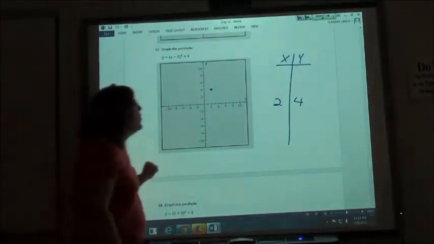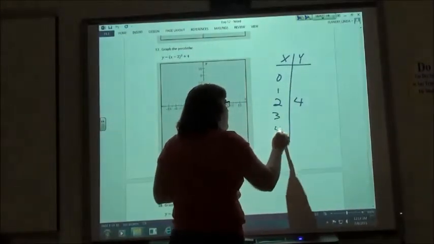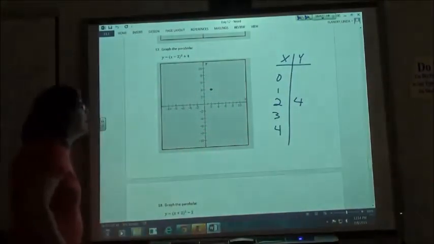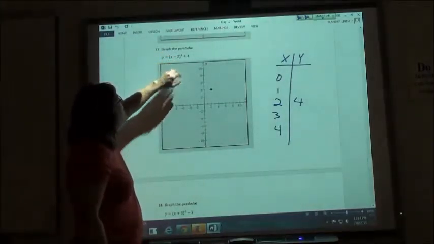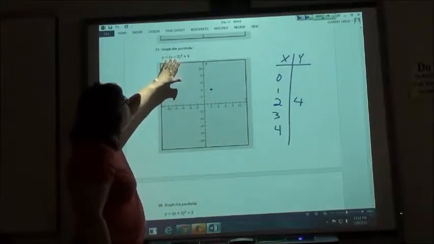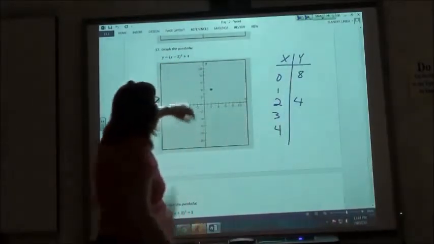And then I want 2 points on each side of that. 1, 0, and 3, and 4 would be my 2 points on each side of 2. I put 0 in there. 0 minus 2 is a negative 2. Negative 2 squared is 4. 4 plus 4 is 8.